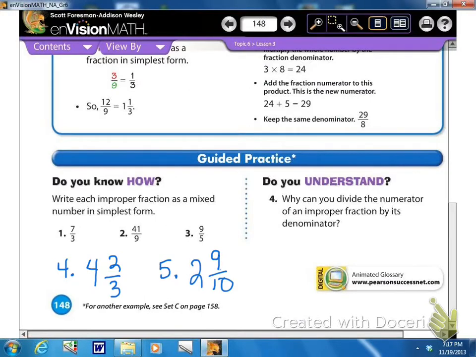Okay, this is what I'd like you to do. Go ahead and do 1 through 5. 1, 2, and 3 are improper. You're changing those to a mixed number in simplest form. And then I went ahead and put 4 and 5 up there because I'd like you to try to go the opposite direction and change a mixed number back into an improper fraction. And bring that to class tomorrow with a question. See you then.